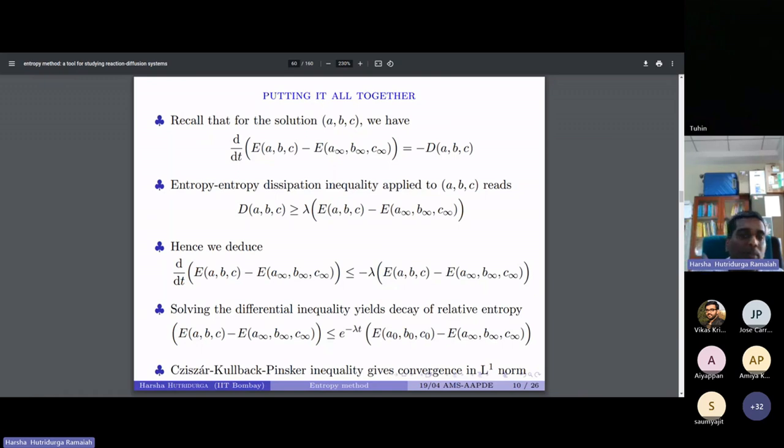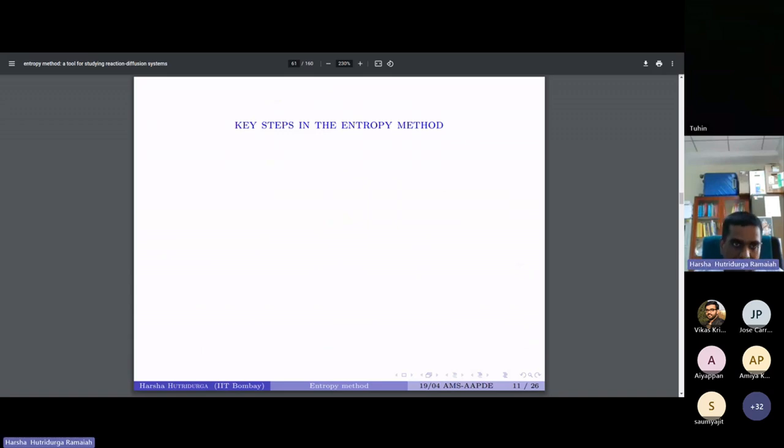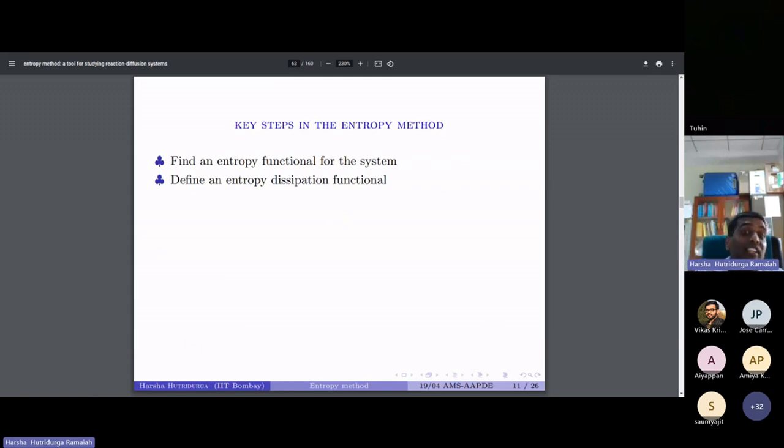This is the essential idea in the entropy method, that you will have to show that there is a Lyapunov functional, and you will show that d by dt of that Lyapunov functional is minus D of A, B, C for some dissipation functional, and then you do a functional inequality, which relates the dissipation functional with the relative entropy. And then you apply Gronwall lemma to get exponential decay. Now this is the thing that I have summarized here. You have to find an entropy functional in your evolution system. Once you have found your entropy functional, that helps you define an entropy dissipation function, which is D.